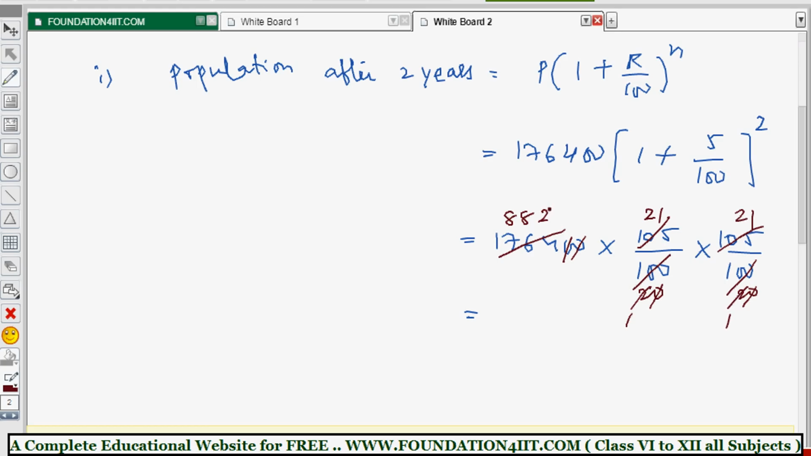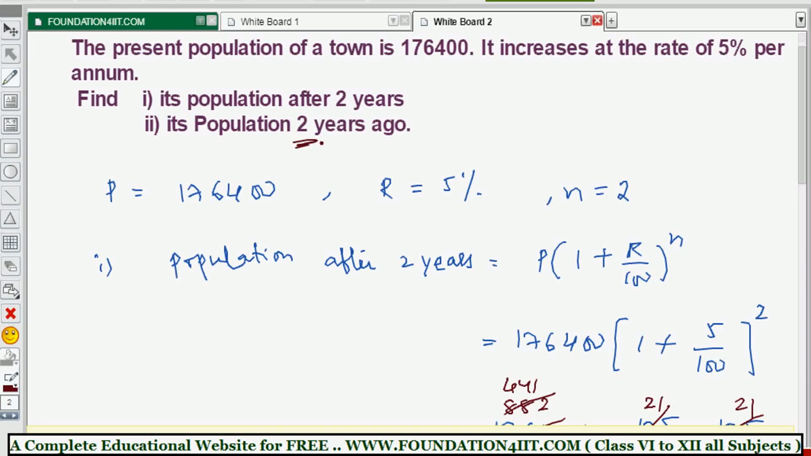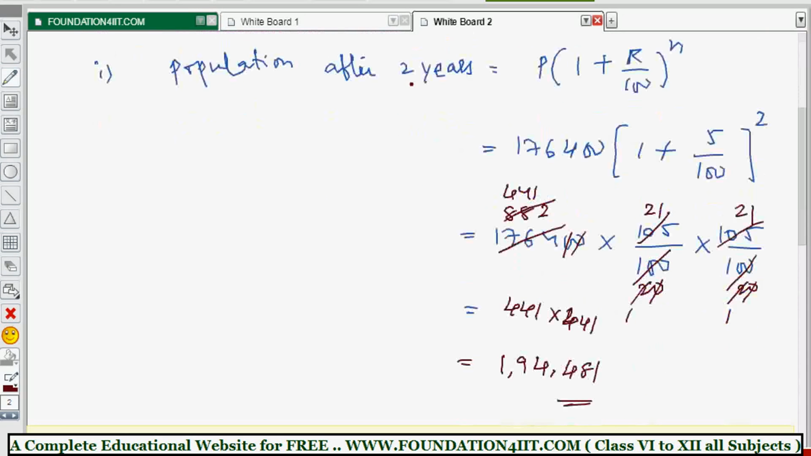Again 2 ones are 4, 4, 1. 441 into 21 into 21. Again 441, 21, 21 is also the same 441. Then if you multiply, 1,94,481, right? This is the population after 2 years, and the population 2 years ago. So 2 years ago, how much is it? The present population is 1,76,400. 2 years ago obviously it will be less because the rate is increasing.